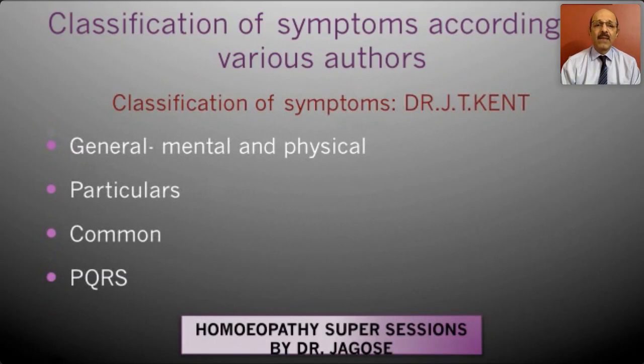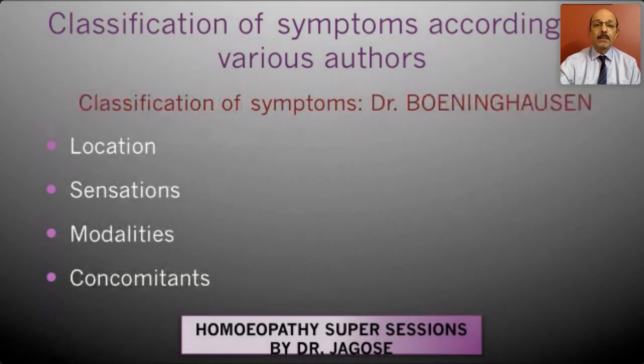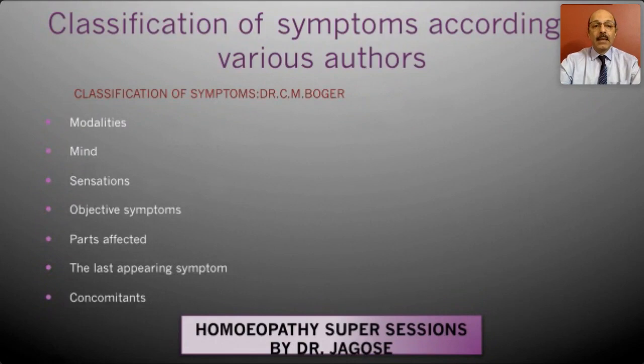Now, Dr. J.T. Kent has classified the general symptoms into mental and physical, then the particulars, the common, and the PQRS symptoms. Boenninghausen, according to the LSMC form, location, sensation, modality, and concomitant, did a grand generalization by saying that whatever is present in two or more locations can be put into a general class. So in a symptom, you may not get a particular sensation or a modality, then you can upgrade it to a general symptom. Boger gave importance to modalities, mind, sensation, objective symptoms, part affected, and lastly separate symptoms and concomitants.